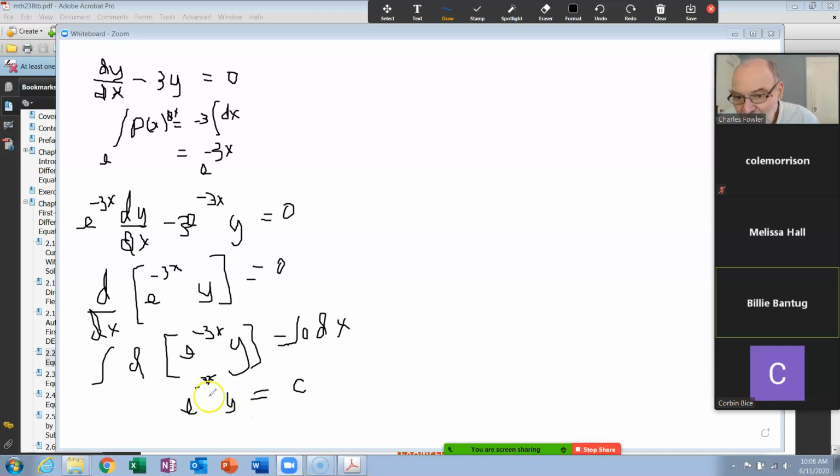And then what you do is multiply both sides of the equation by e to the 3x to get y alone on this side over here. So then your y is equal to c e to the 3x. There's your solution. First order linear differential equation, 1 constant of integration. Now, did they give us an initial condition? No, they didn't. So that's our answer.